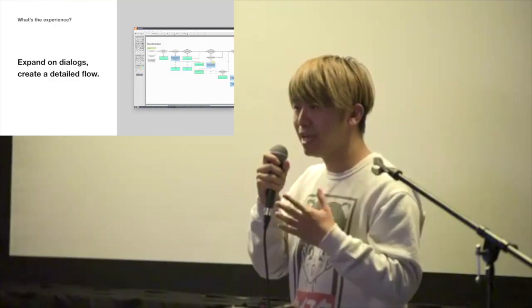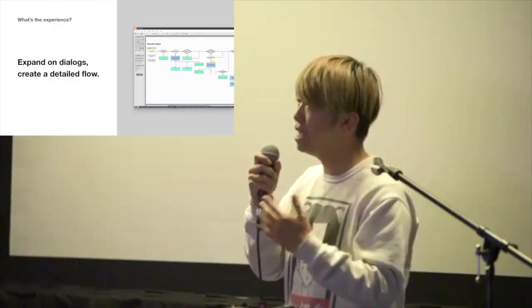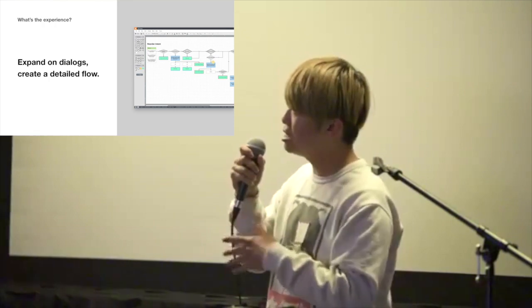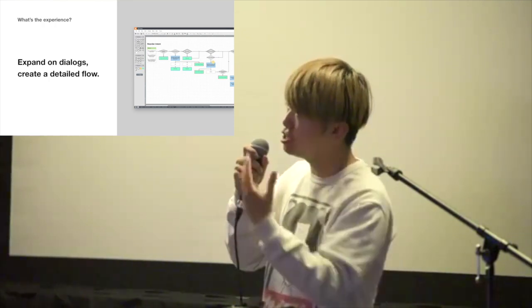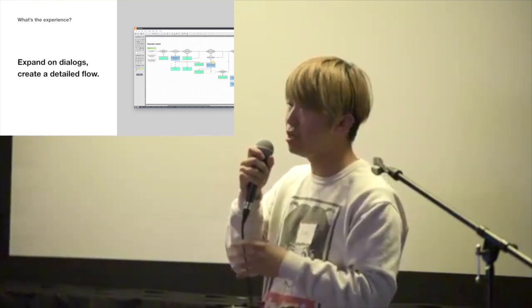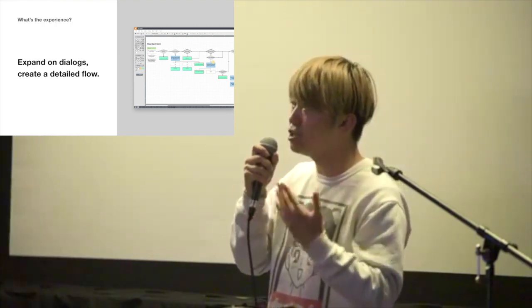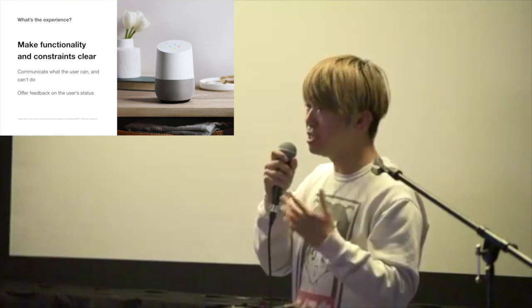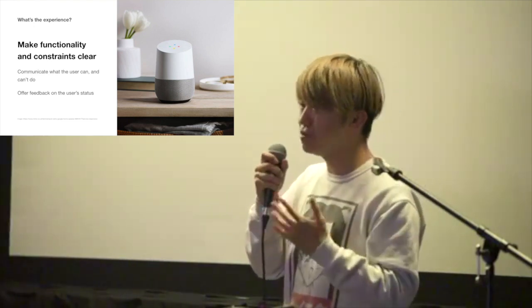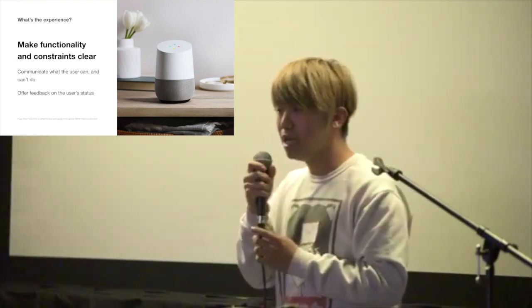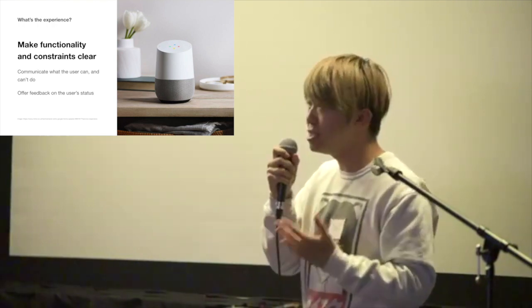And once we have that happy path established, we have to expand on it with what I like to call these VUI flow diagrams, where each feature gets its own page dedicated to all the different sorts of logic, error handling, and pretty much anything that could happen. Similar to GUI design, we have to make sure functionality and constraints are clear. Of course, this is much harder because you can't really see what you're working with.